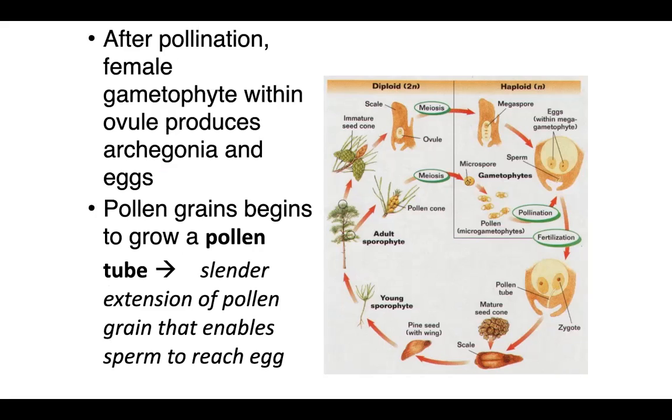After pollination, the female gametophyte is going to produce archegonia and eggs. The pollen grain is going to develop what's called the pollen tube, which you can see here. The pollen grain doesn't go all the way inside, so it will stay here, and the pollen tube develops until it reaches an egg.